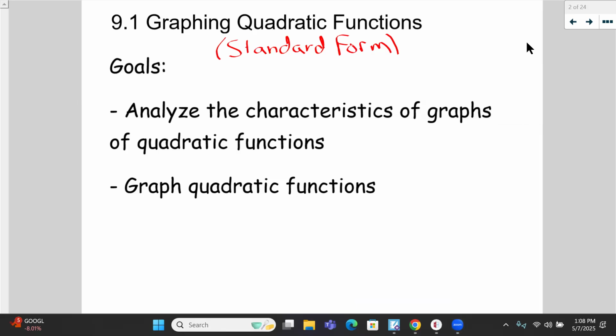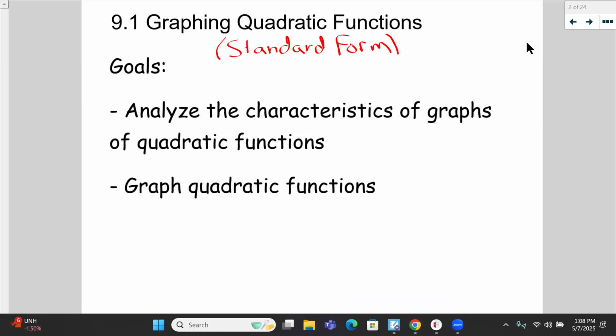All right, so we are going to look at graphing quadratic functions. In chapter 8, towards the end, we were learning how to factor quadratic trinomials. Now we're going to start learning how to analyze these quadratic trinomials, and we're going to learn how to graph them. What I mean by graph them is we are going to be able to take those equations, that x squared plus bx plus c, and create it as a graph.